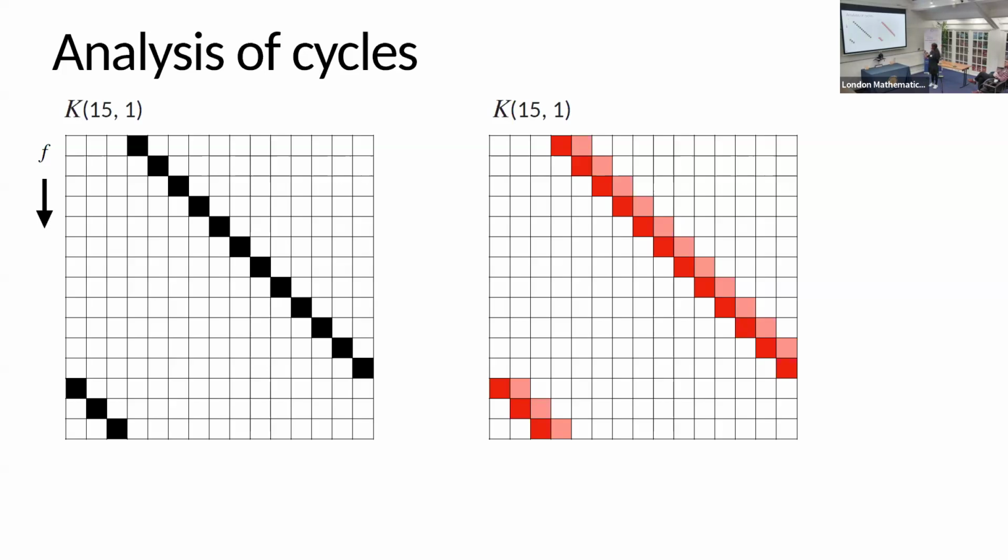You're right. There should be a match 0 there. That's true. Yeah.